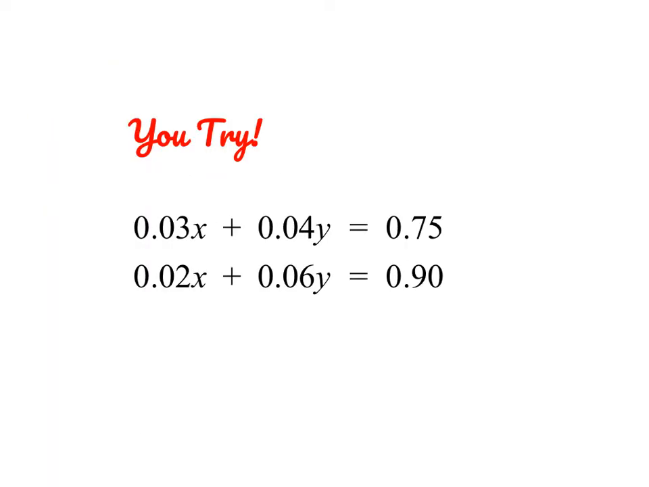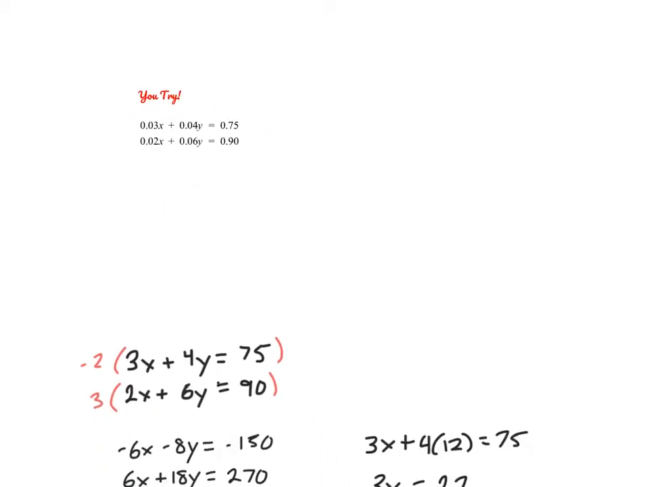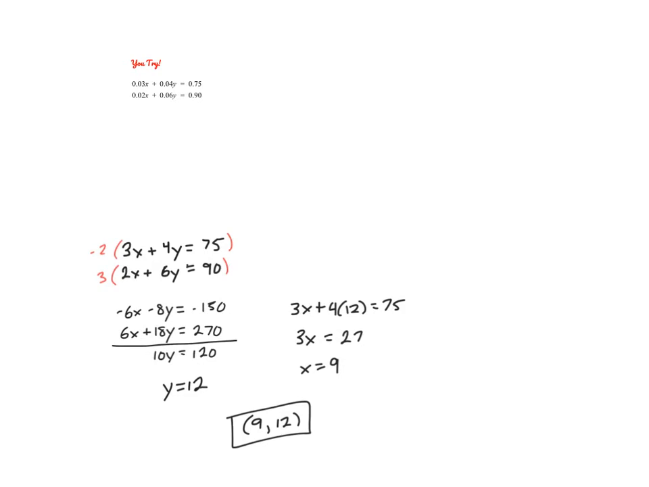All right, go ahead and pause the video and give this one a try. Okay, so clear your decimals, and then I multiplied the top equation by negative 2 and the bottom equation by 3 to eliminate my x's. You should end up with 9, 12.